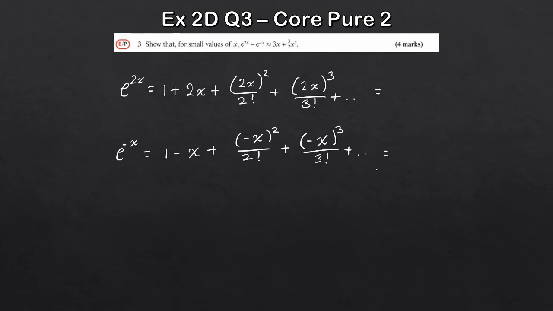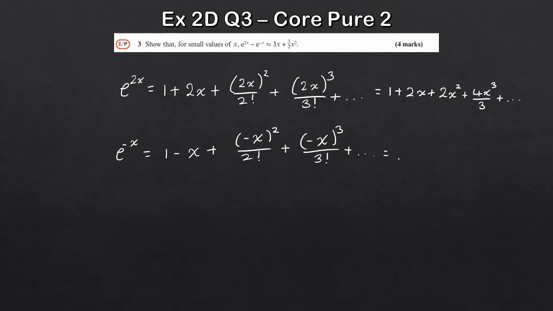Okay, and we want to know what this is equal to. Again, we're going to simplify both of these. Well, this will just give me 1 plus 2x straight away. 2x squared, so that'll be 4x squared divided by 2. That's just going to give me plus 2x squared. And then 2x cubed, so that'll be 8x cubed divided by 3 times 2, so 6. So that's going to give me plus 4x cubed over 3 there. Okay, and that would carry on.